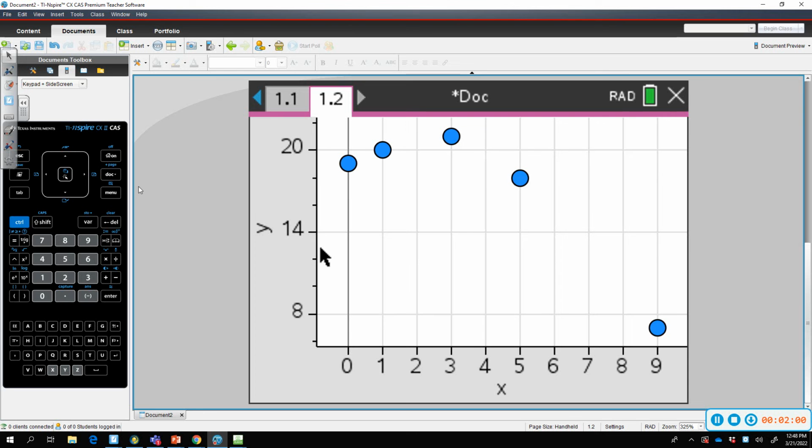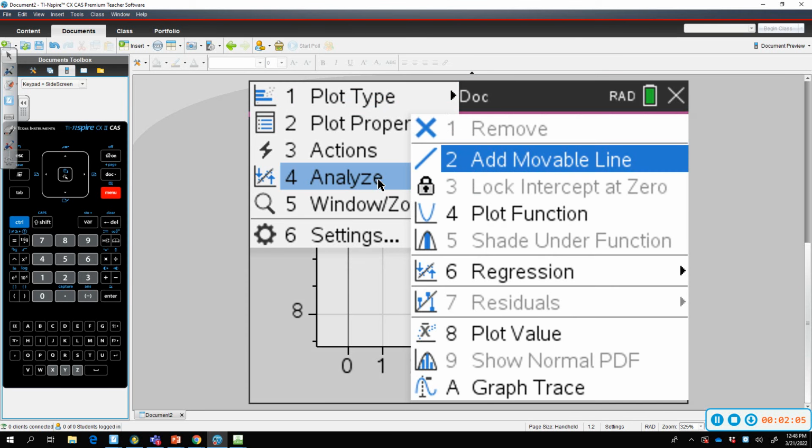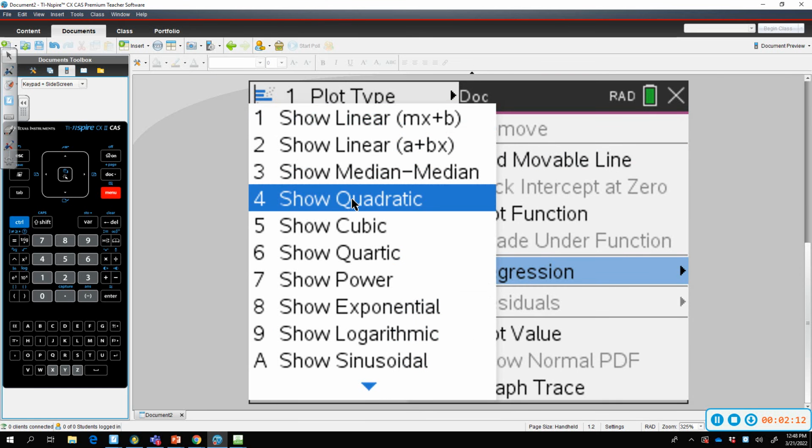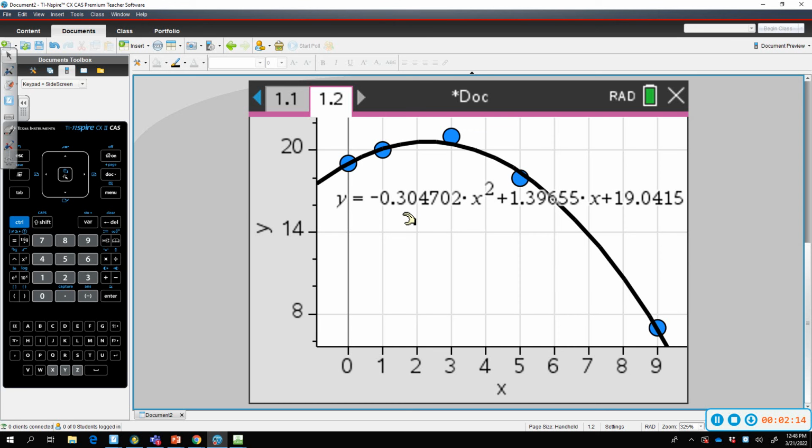Alright, so what I'm going to do is go to Menu to find the line. I'm going to go to Menu, analyze that graph. Well, it's regression, which is number 6. And we're going to show quadratic because this is a quadratic regression. So there is your function right there. So I've got f of x equals negative 0.305 x squared plus 1.4x plus 19-ish. Okay, so I'm going to round that.